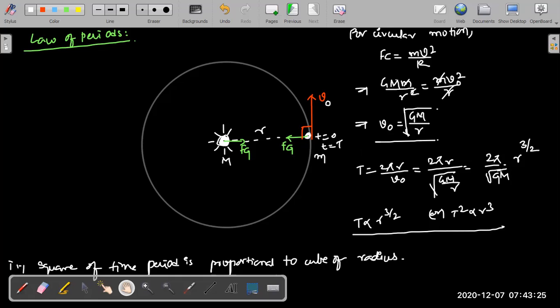So this 2 pi by root G, that's the Kepler's constant, right? It'll be constant for all planets, right? Because it doesn't involve any of the individual planet masses. If at all you are talking with respect to motion of planets, then that's the mass of the sun. If you're talking about motion of satellites, that depends on the mass of the planet. Okay, sir.